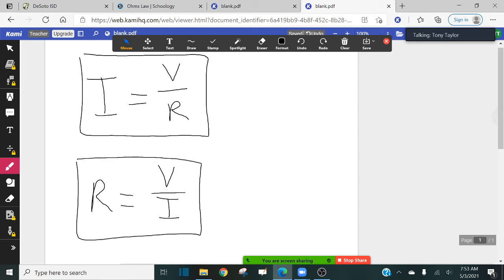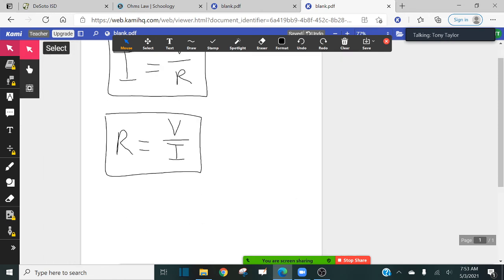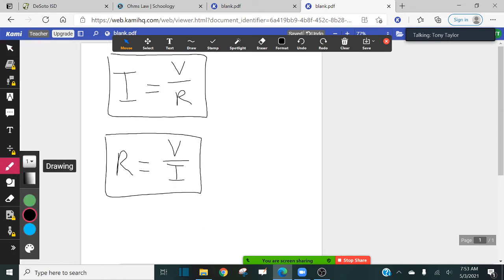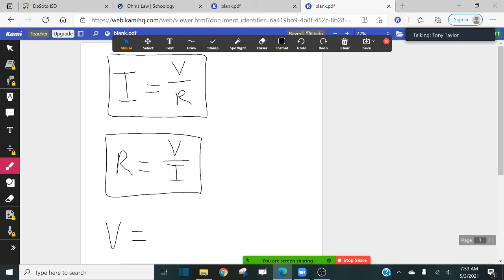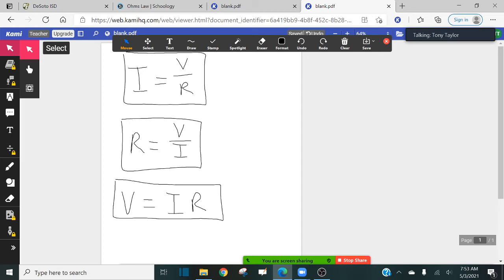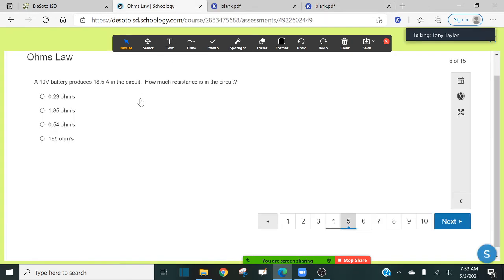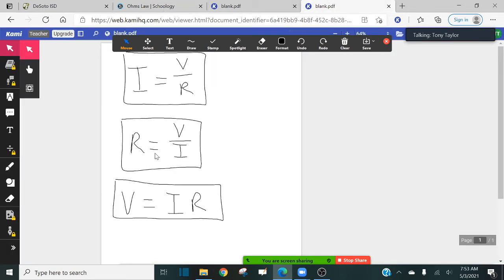And of course, I can also take that equation at the top and I can rearrange it and I can solve for voltage, where voltage is equal to current times resistance. Okay. All right, guys, so keep that in mind. Whenever you're working on the remainder of the mathematical problems by yourselves, you're going to use one of these 3 equations. Okay. So with that said, here it is asking for the resistance, right? They tell us our battery is 10 volts and our current is 18.5 amps. So since we're looking for resistance, we're going to say resistance is equal to voltage divided by current.